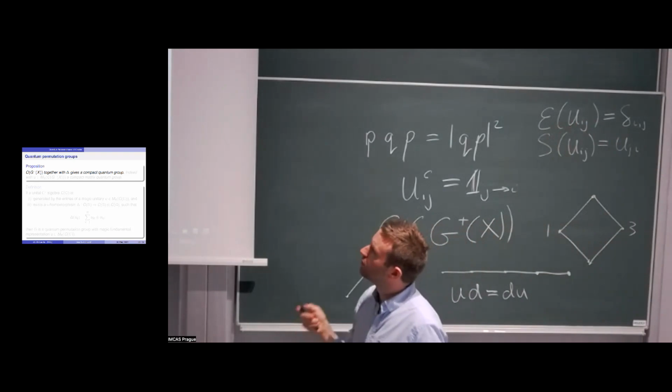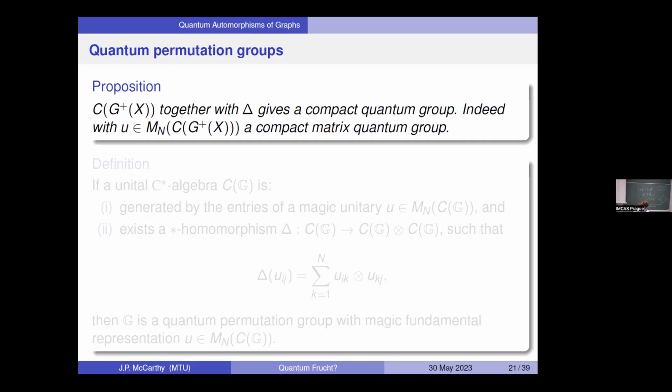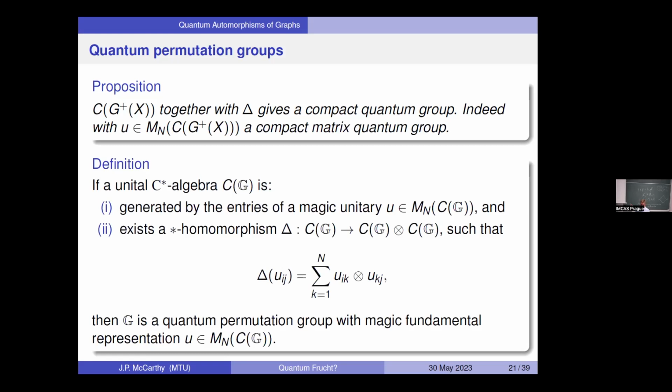Okay. So what I'm going to do, because I haven't written it down on the slides, is specialize to quantum permutation groups. This will be a little bit easier, because some of the various things that you need to say for it to be a compact quantum group or a compact matrix quantum group are included here. So it's a special class of the two bigger families above. We have a unital C-star algebra generated by the entries of a magic unitary, and there exists a star homomorphism that does this. And then this is a quantum permutation group.